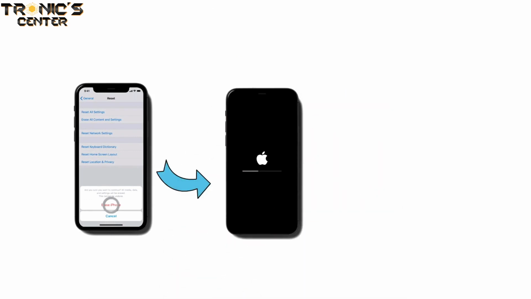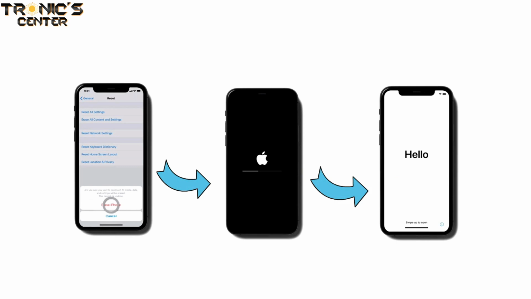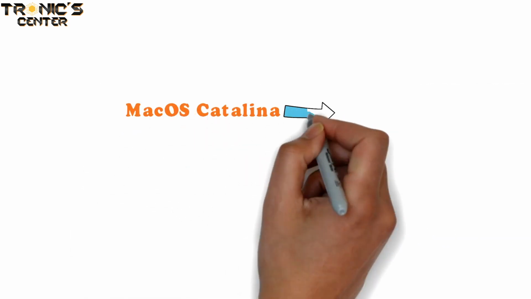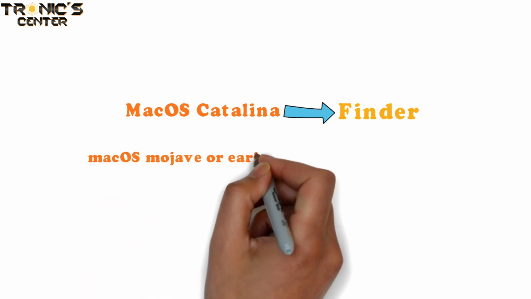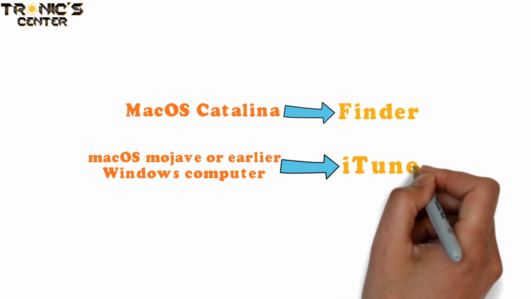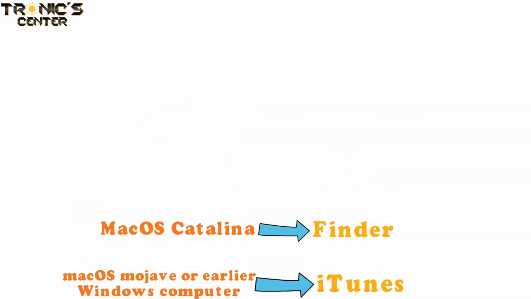You can also restore your iPhone to factory settings using your Mac or Windows computer. If you're using macOS Catalina, you'll use the Finder. If you're using macOS Mojave or earlier, or if you're using a Windows computer, you'll use iTunes. First you'll need to get your device ready.